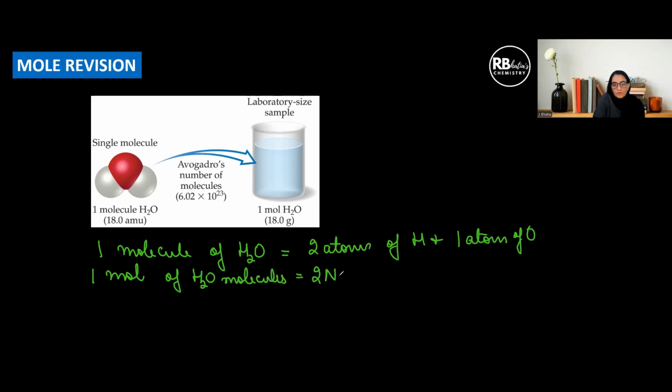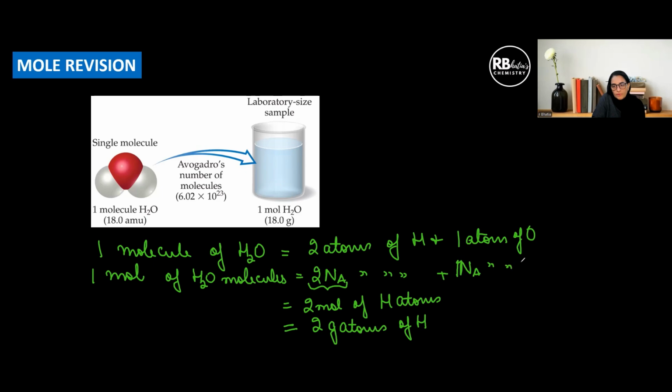Now you would say 2 moles of atoms of hydrogen. 2 moles means 2 into Avogadro number of atoms, and 2 moles of hydrogen atoms can also be written as 2 gram atoms of hydrogen, plus 1 into Avogadro number of atoms of oxygen, or 1 mole of oxygen atoms. It's very important to understand we're talking about moles of atoms or moles of molecules. And here also 1 gram atom of oxygen.